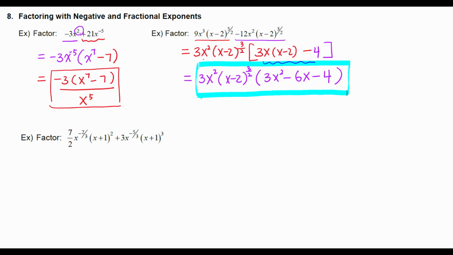Factor 7 over 2 x to the negative 2/3 power times x plus 1 squared, plus 3x to the negative 5/3 power times x plus 1 cubed.